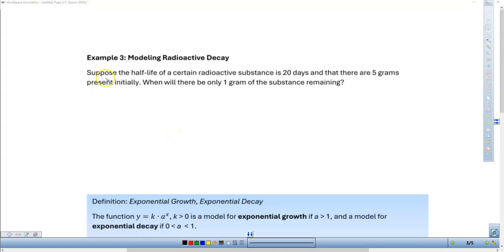So if we look at our example here, suppose the half-life of a certain radioactive substance is 20 days, and that there are 5 grams present initially. And the question is asking, when will there be only 1 gram remaining?